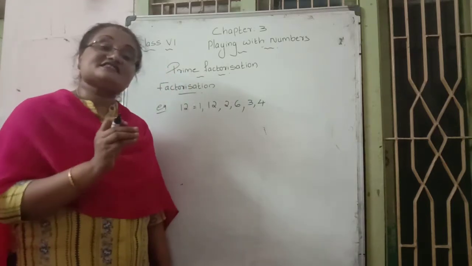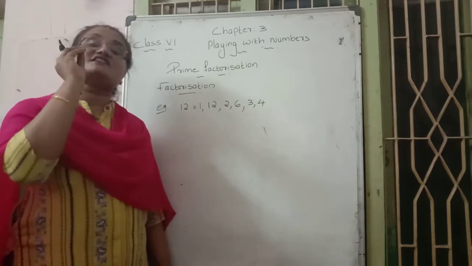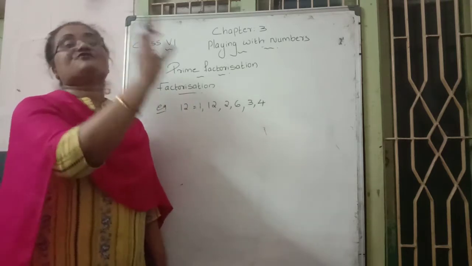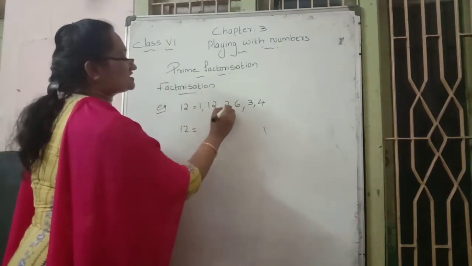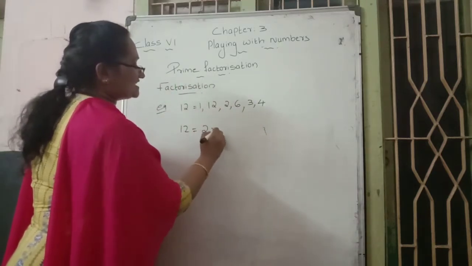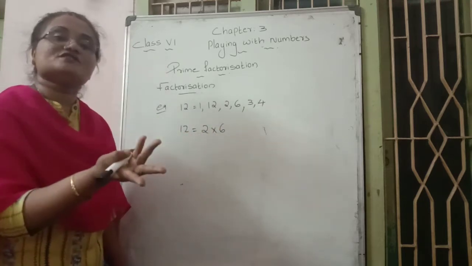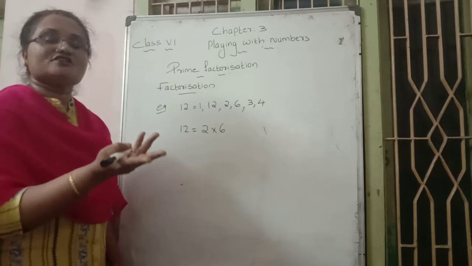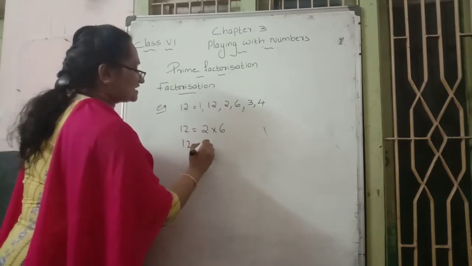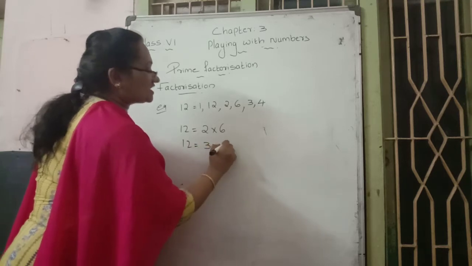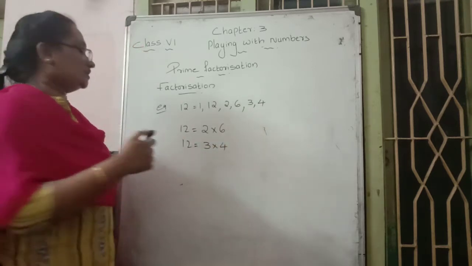Factorization means the given number can be expressed as the product of its factors. Here the number is 12. 2 and 6 are factors. Their product, 2 times 6, is how much? 12. That way is known as factorization. Next, we can write 12 as 3 into 4, because it is 12. 3 and 4 are the factors of 12.